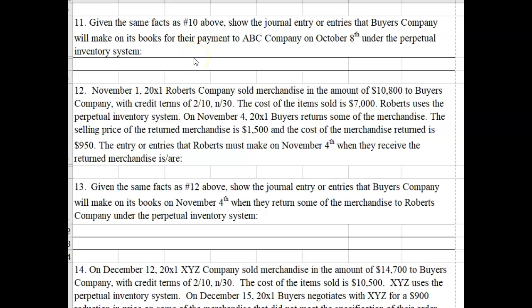Given the same facts as number 10 above, show the journal entry or entries that Buyers Company will make on its books for their payment to ABC Company on October 8th under the perpetual inventory system. In this case, we are recording the journal entry for a person that purchased merchandise inventory and they are now paying the bill.